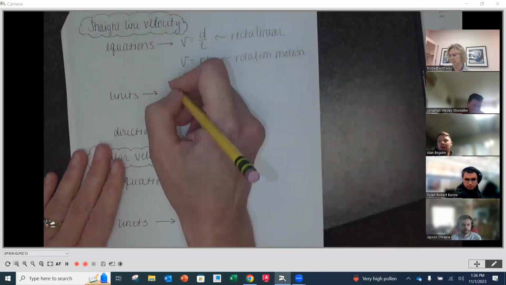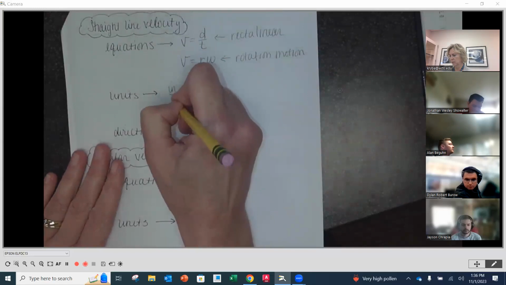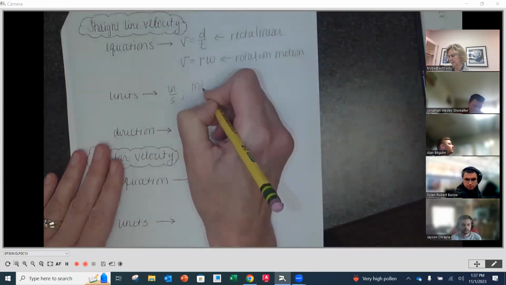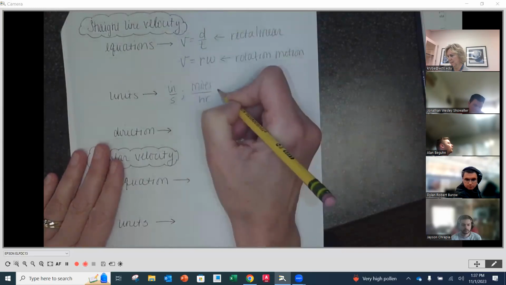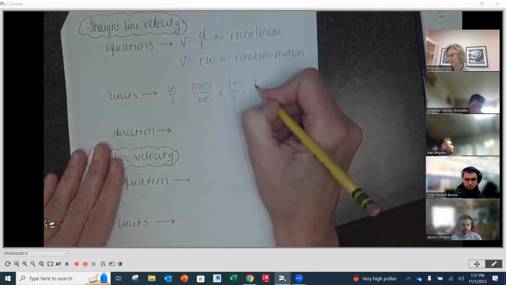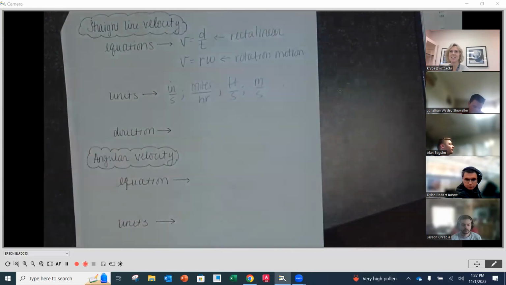Inches per second. What else? Miles per hour. What else? Feet per second. What else? Meters per second, and so on, right? Whatever units of distance we're dealing with divided by whatever units of time that we're dealing with.